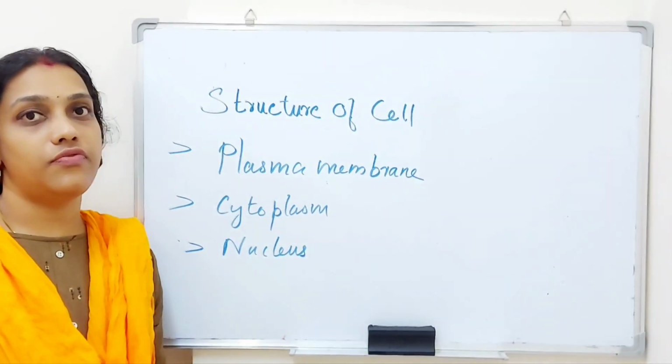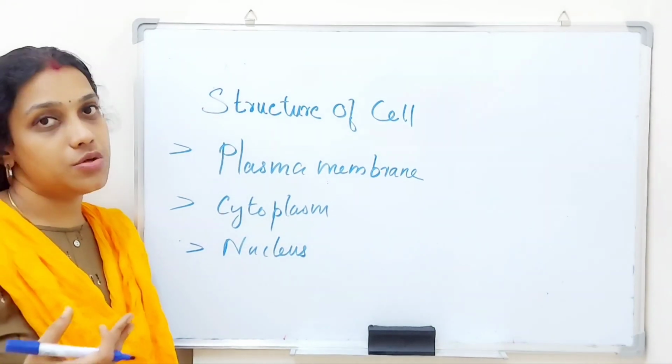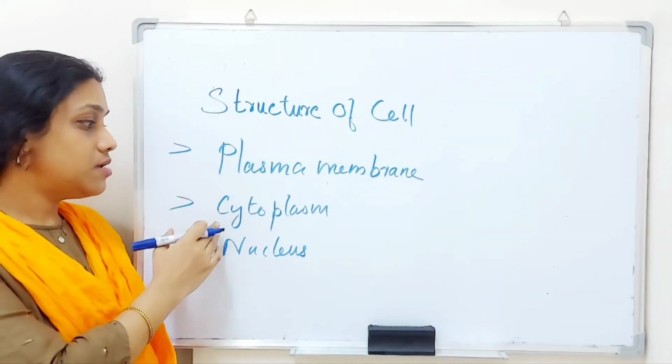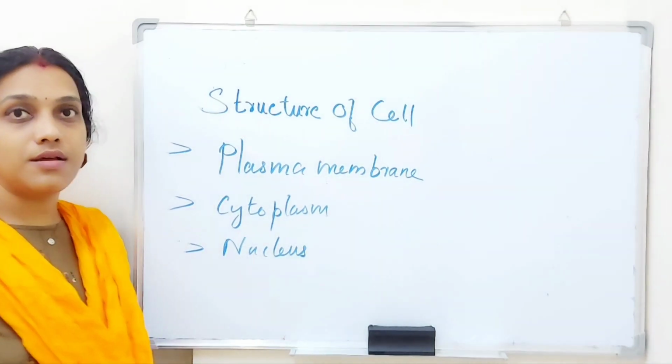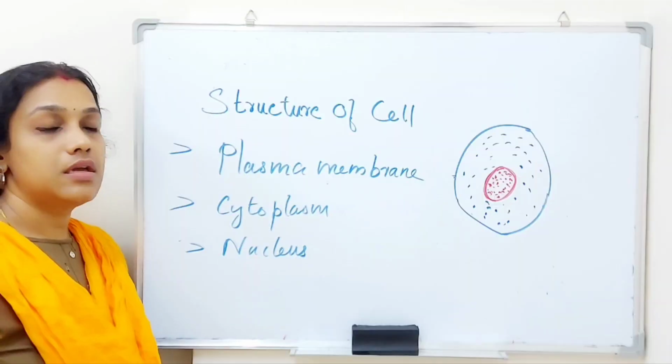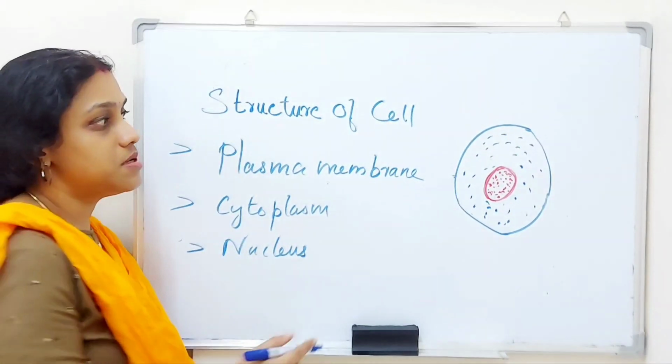Now we will study the structure of a cell. What are the different components of a cell? There are three major components in a cell. They are plasma membrane, cytoplasm and nucleus. Let us see through a diagram. A cell is a very simple structure. This is a diagram of a cell, a very simple structure.